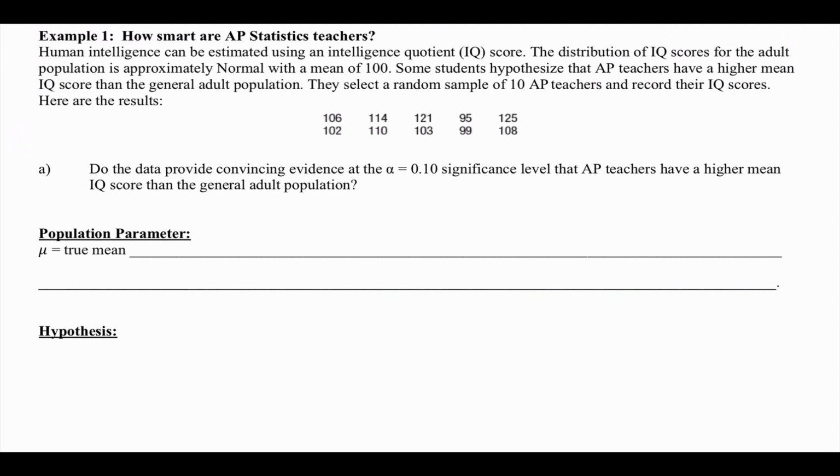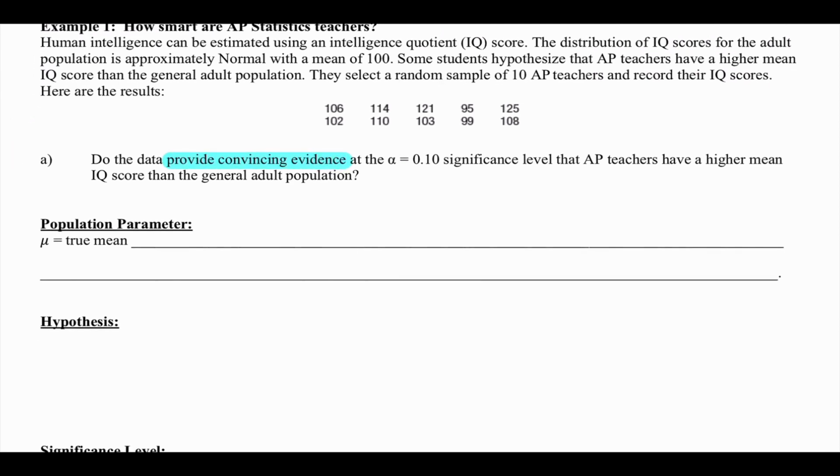Okay, so a lot to unpack there. First thing is, how do we know it's a test? How do we know that this question is asking us to do a test? There's a couple clues. What's one clue? There you go, right? We're used to seeing that. Provide convincing evidence. That means test. There's another way to know if it's a test. What's the other way? Yeah, they wouldn't give a significance level if they didn't want us to do a test. So those two tell us test, right?